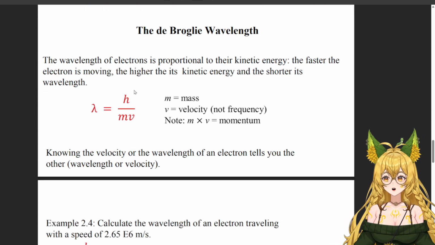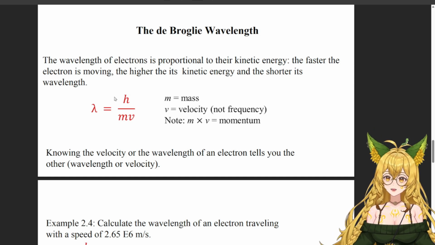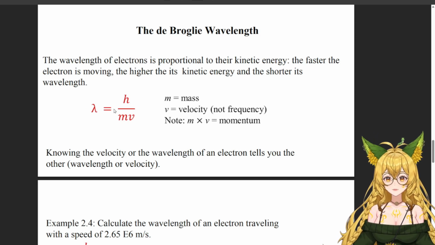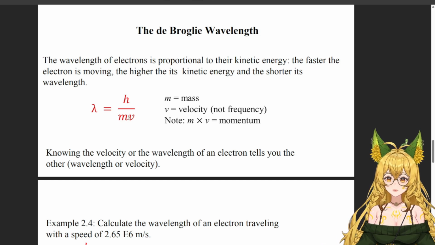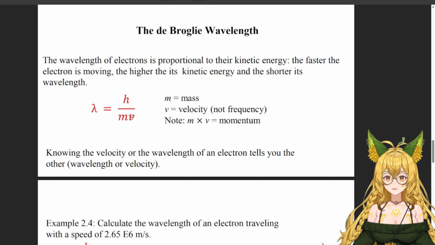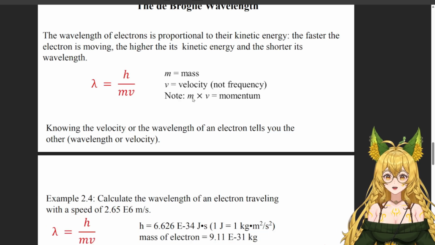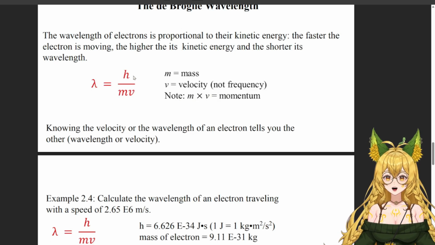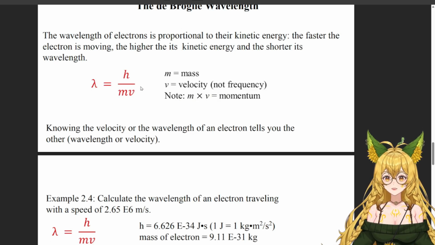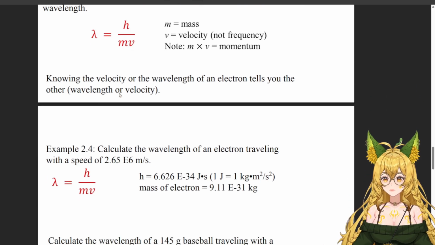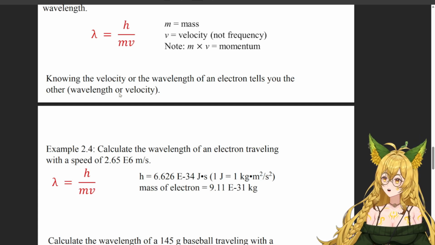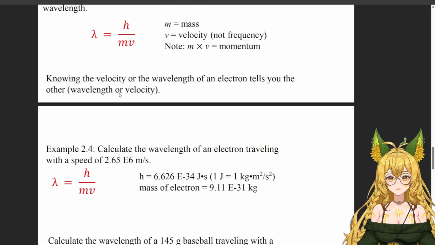So this is a very important equation that you guys are going to have to know. It is the wavelength, which equals Planck's constant, divided by the mass times the velocity. Oh, sorry, this is the velocity, not the frequency. So note, mass times velocity is momentum. So it's basically Planck's constant divided by the momentum. And Planck's constant, because it's a constant, will always be one number. I think it's 9.02 times something, I think.